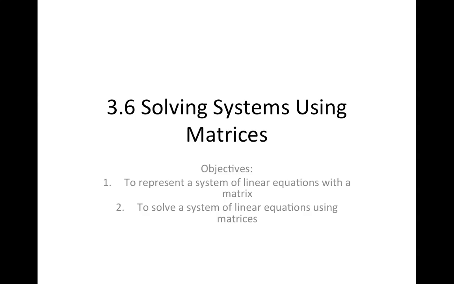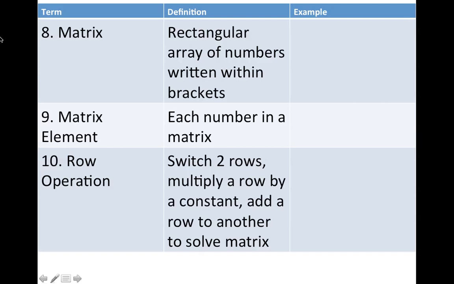Again, this is the last section for chapter 3, 3.6, solving systems using matrices. A matrix is a rectangular array of numbers written within brackets. So our matrix is represented with brackets like this, and we'll have numbers on the inside. And each number in a matrix is called a matrix element. So number 3 is a matrix element. And row operations is what we do to solve a matrix.